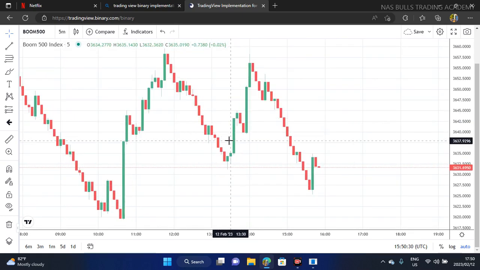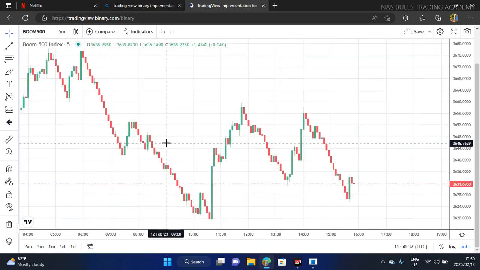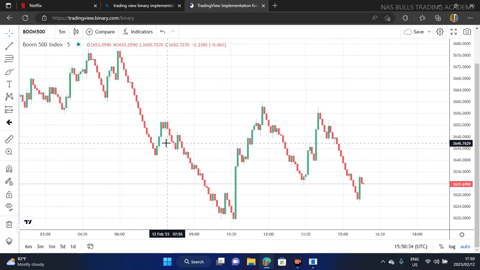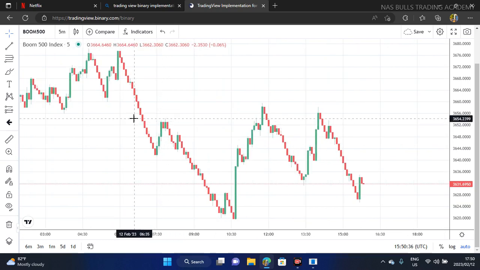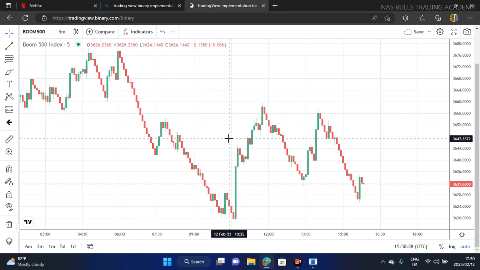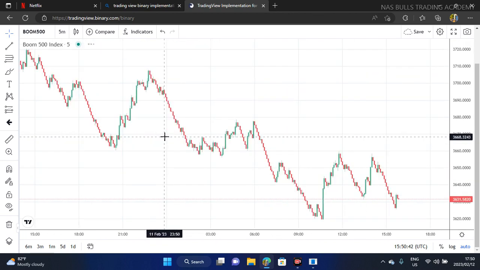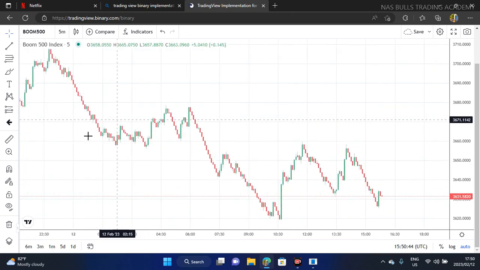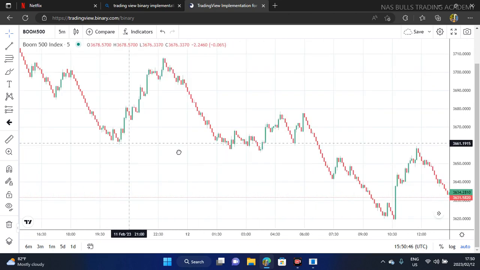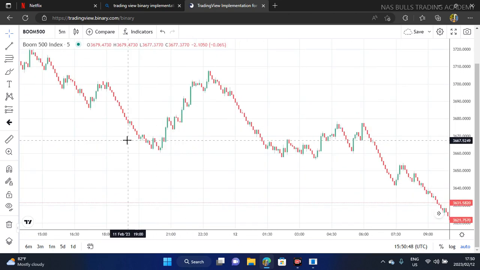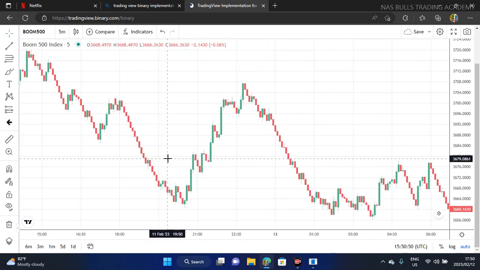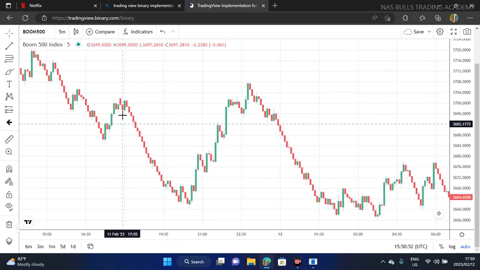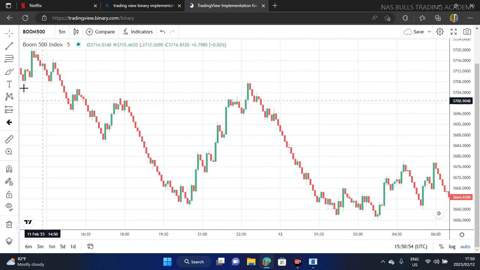Upon checking here, this is Boom 500 on the 5 minute time frame, and I'll be analyzing this one. I think I got a clear entry. If we look here, we can clearly see that the market started from this point.